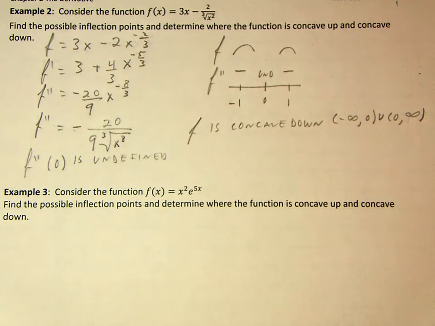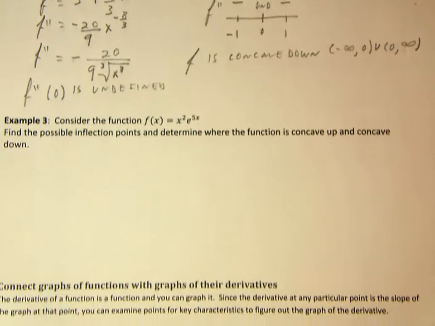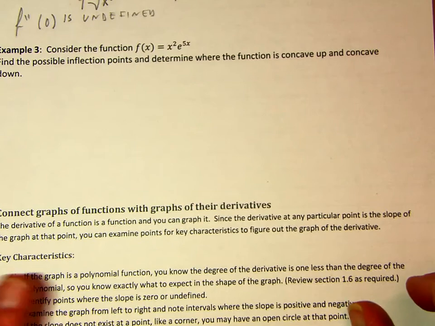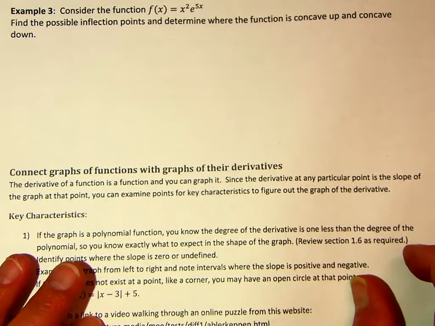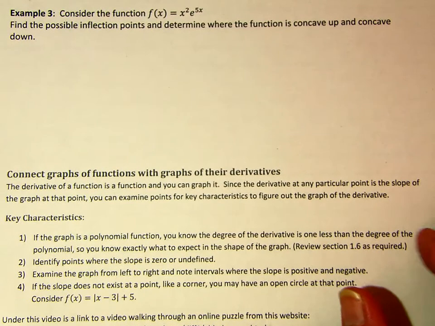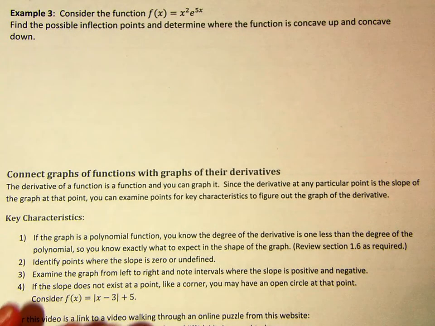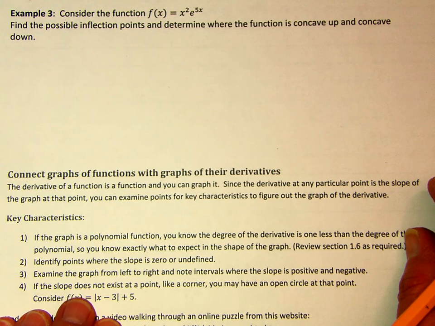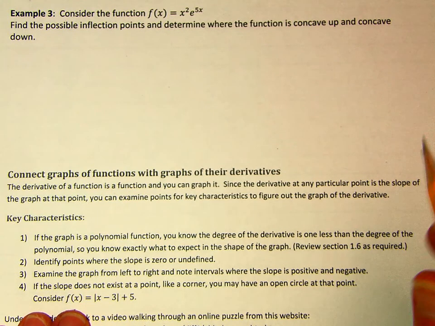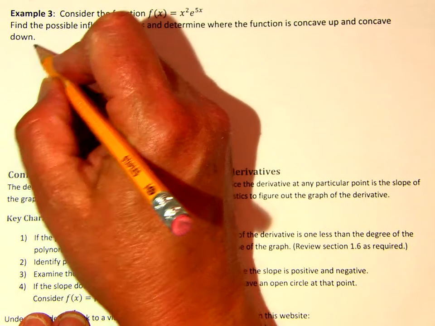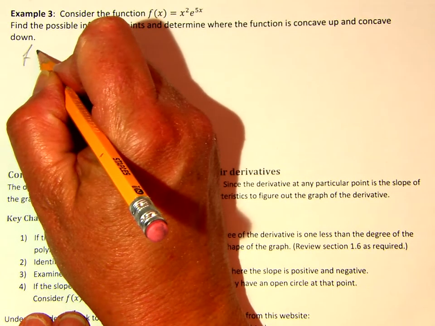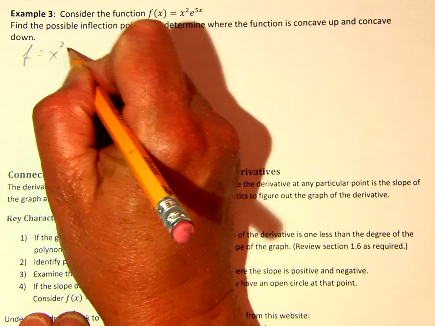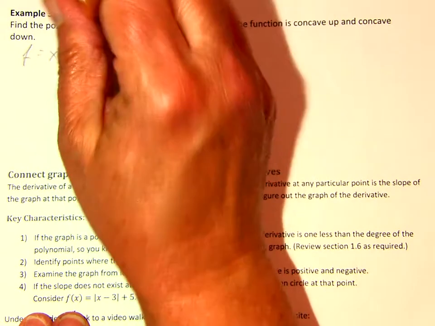Let's do another example. Consider the function f of x equals x squared e to the 5x. Find the possible inflection points and determine where the function is concave up and concave down. So our function is x squared e to the 5x.